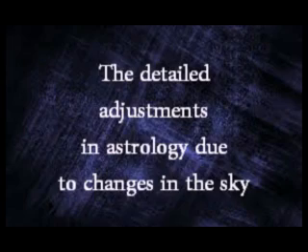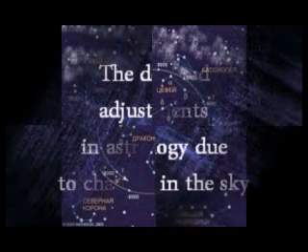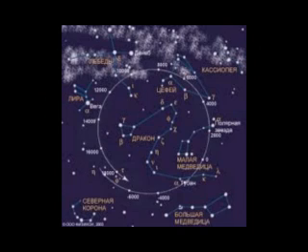Tatiana Danina. The Teaching of Djwhal Khul. New Esoteric Astrology. Chapter 15. The Detailed Adjustments in Astrology Due to Changes in the Sky.